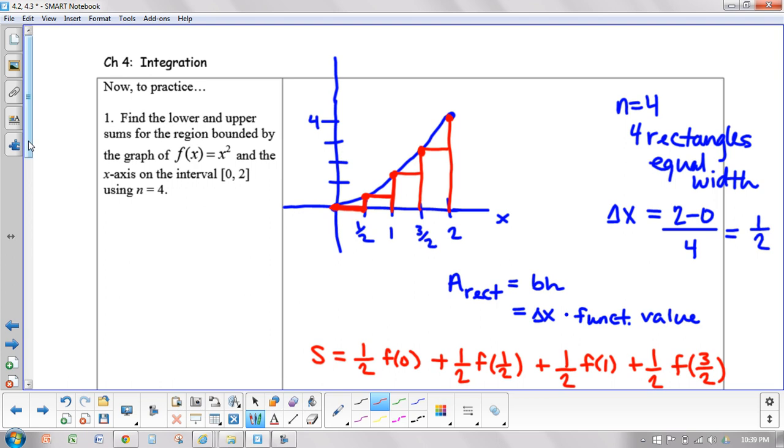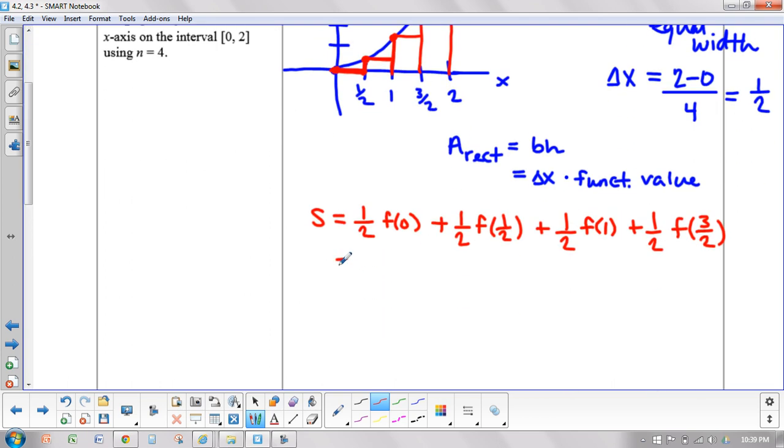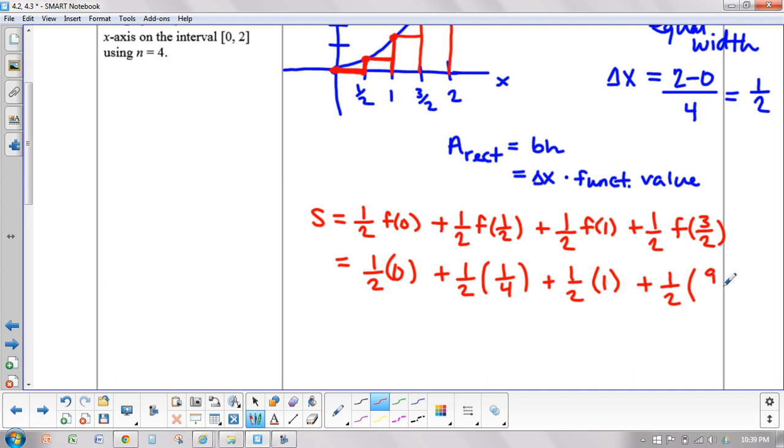And then we could go figure that out, because we know what the function is. It's x squared. So this would be 1/2, and 0 squared is just 0. Plus 1/2, and 1/2 squared is 1/4. Plus 1/2, and 1 squared is 1. Plus 1/2, and 3/2 squared is 9/4. If you were computing this by hand, a strategy would be to factor out the 1/2 probably, since it's in common. This math's pretty easy. It cleans up to be 7/4. And in this case, we are measuring area, so it would be 7/4 square units.